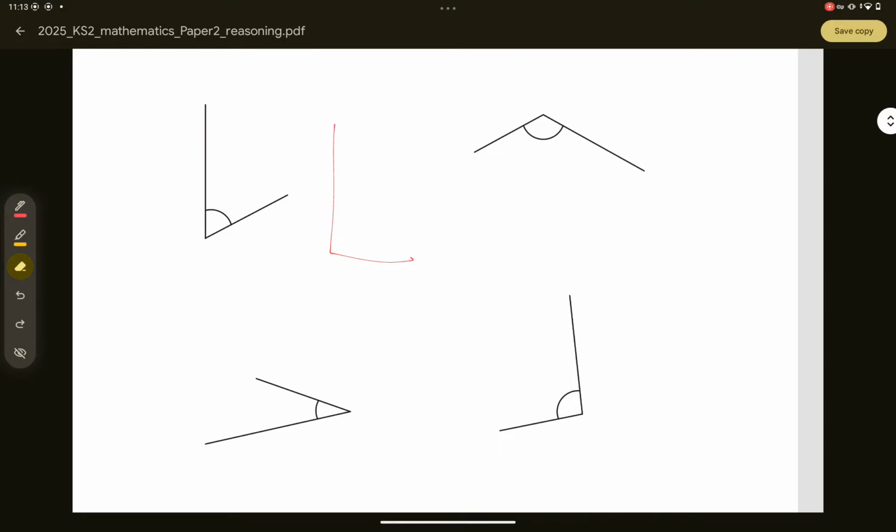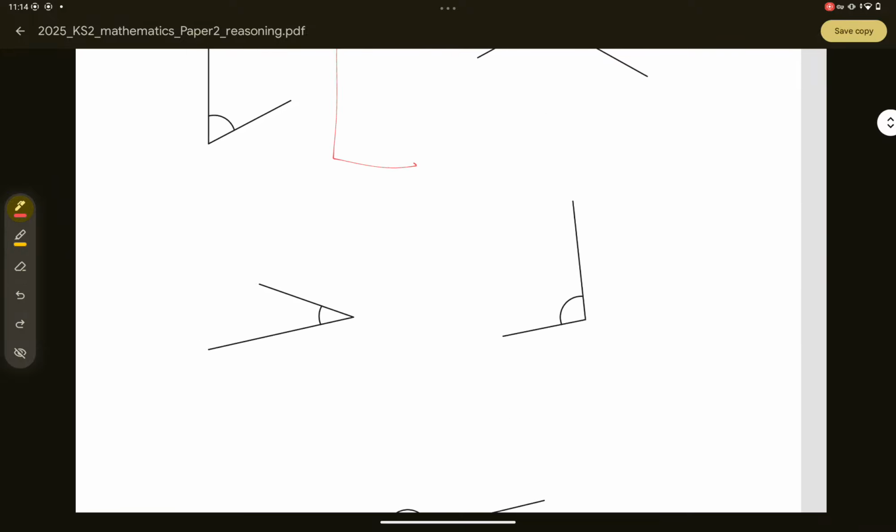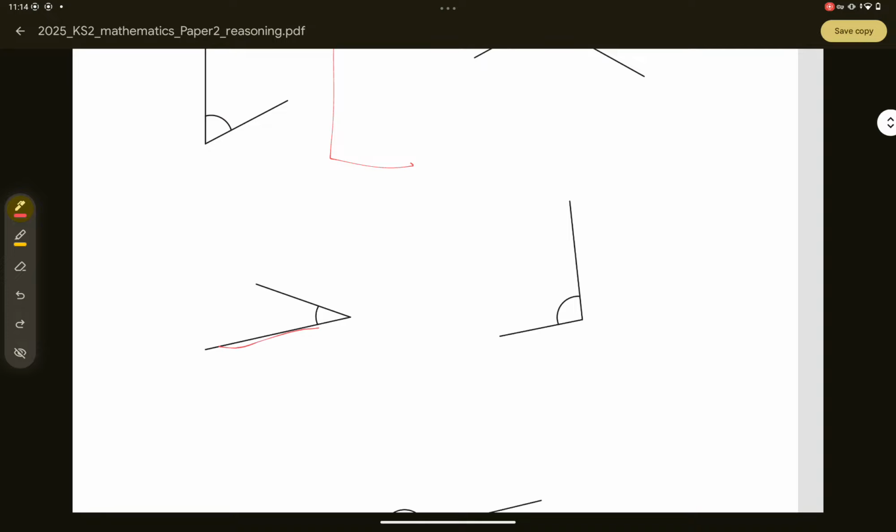So this also can't be it because it's gone too wonky. And I can tell by this that it's an obtuse angle. The angle there is obtuse, so we know that ain't it. This is too small because it's like a small L, and this actually looks like one, so maybe this is it.